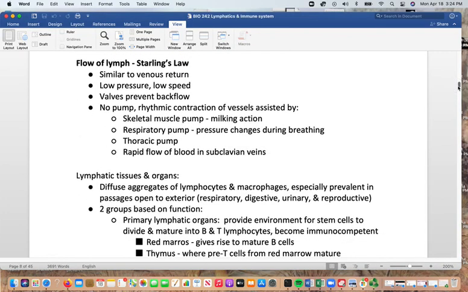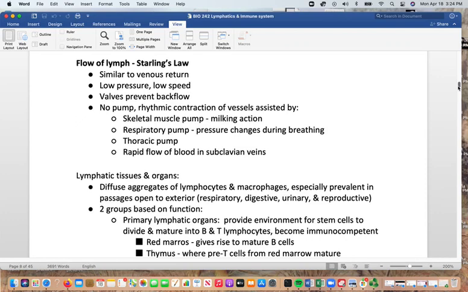So we have Starling's law coming back again. It's going to be similar to Starling's law for venous return. So when you have low pressure, you have lower speed. The valves are important to prevent backflow for the same reason. There is no pump or rhythmic contraction of the vessels.